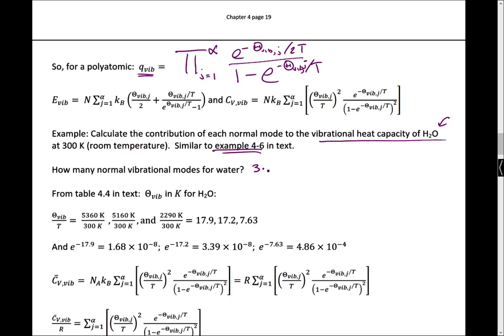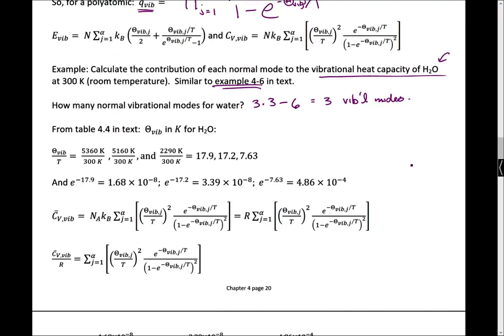So that means we need to know the number of vibrational modes. How many atoms do I have in water? 3 times 3, that's 9. Is water linear or nonlinear? It's nonlinear, so it's 3 times 3 minus 6, and that means that I'm going to have 3 vibrational modes. So if I were calculating the energy, that means I would have 3 terms. Okay? Now because we're explicitly thinking about the heat capacity, we're going to talk about that separately.